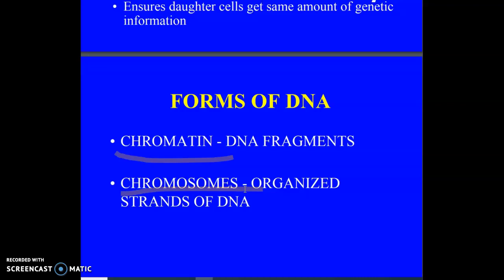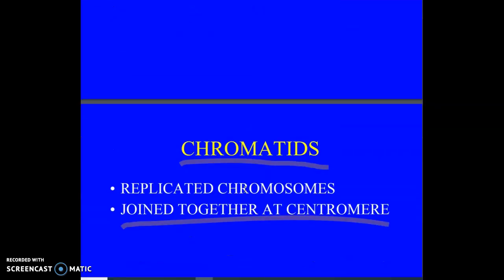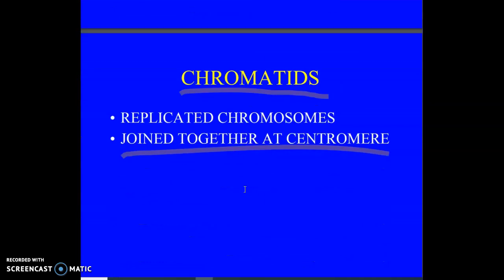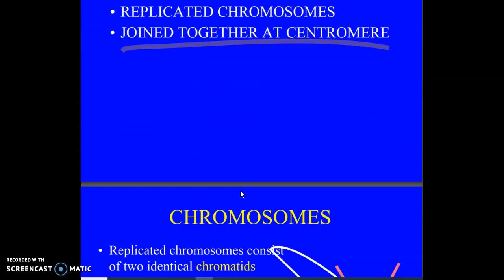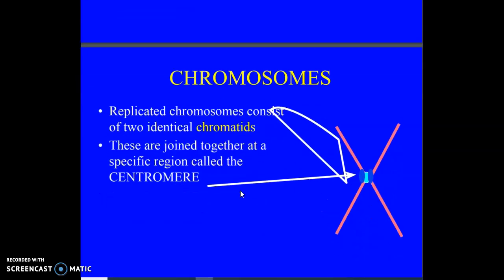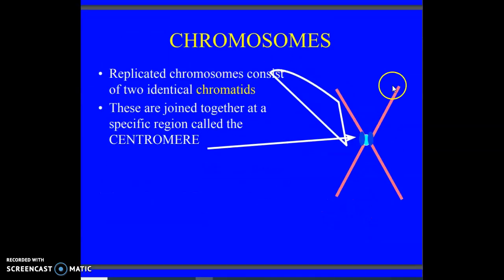Now, what do we call these replicated chromosomes? They're called chromatids, and they're joined together at the centromere. We're going to be looking at several pictures of those in class. Oh, first let's look at this. So this pink thing, each of these is a chromatid. We call those sister chromatids. And this center part where it's stuck together is called the centromere.